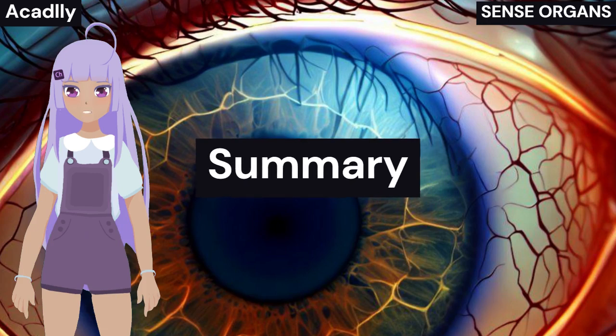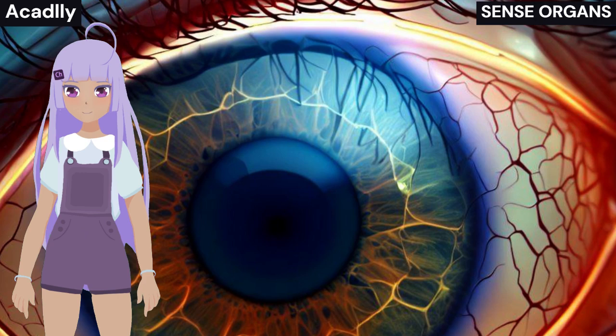Summary. Let me summarize this topic for you for better understanding. 1. A sense organ is a group of specialized cells or tissues that receive, perceive, or detect stimuli, and transmit the information to the central nervous system. 2. A receptor is a specialized cell that detects a specific type of stimulus and converts it into electrical impulses.